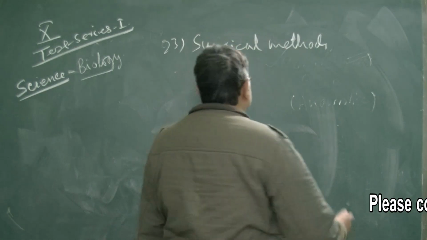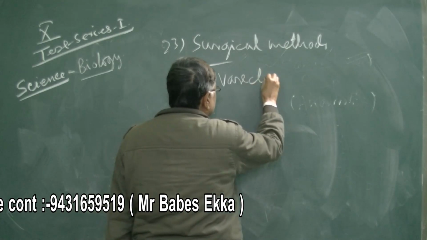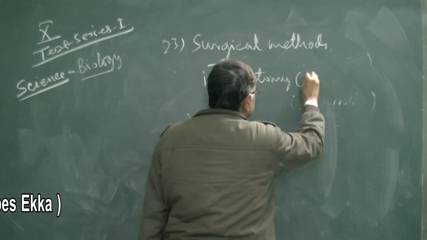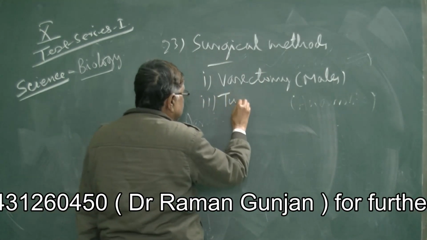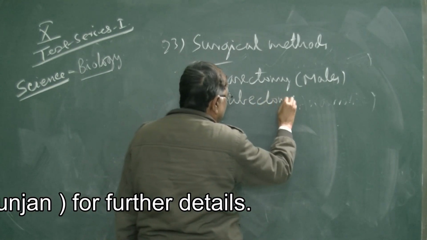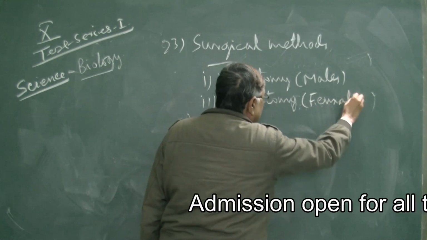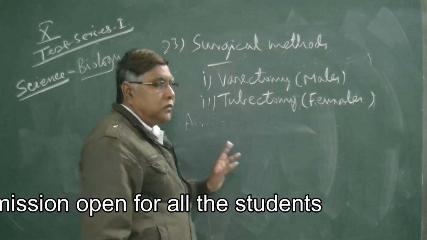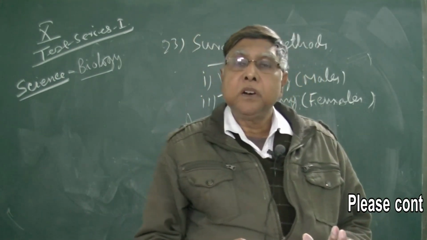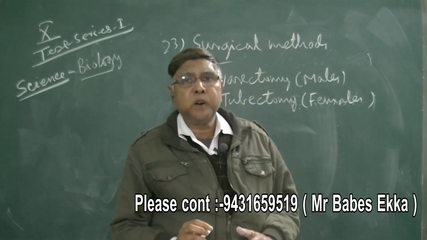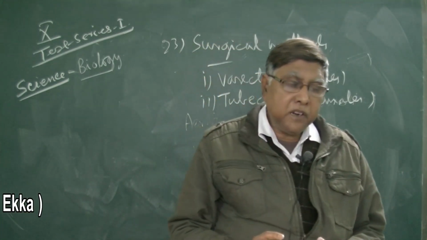So there are two types of surgical methods for birth control. One is vasectomy. It occurs in males. And the second one is tubectomy. It occurs in females. So during the vasectomy, vas deferens of both sides are cut and tied to prevent the entry of sperms.